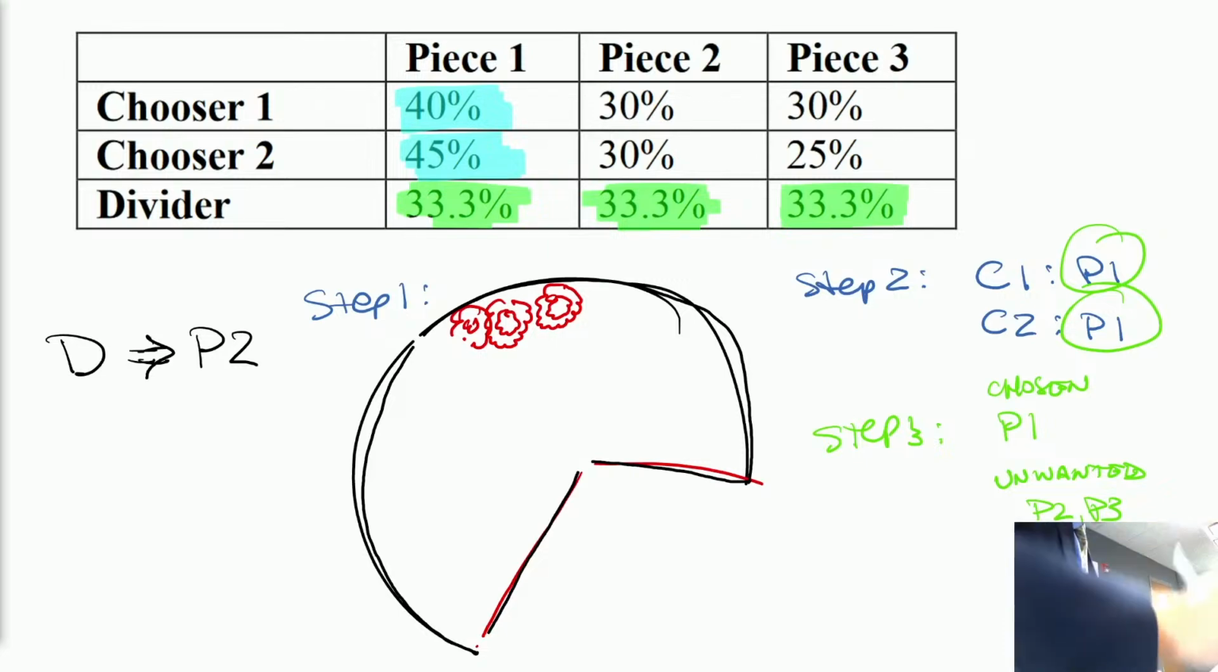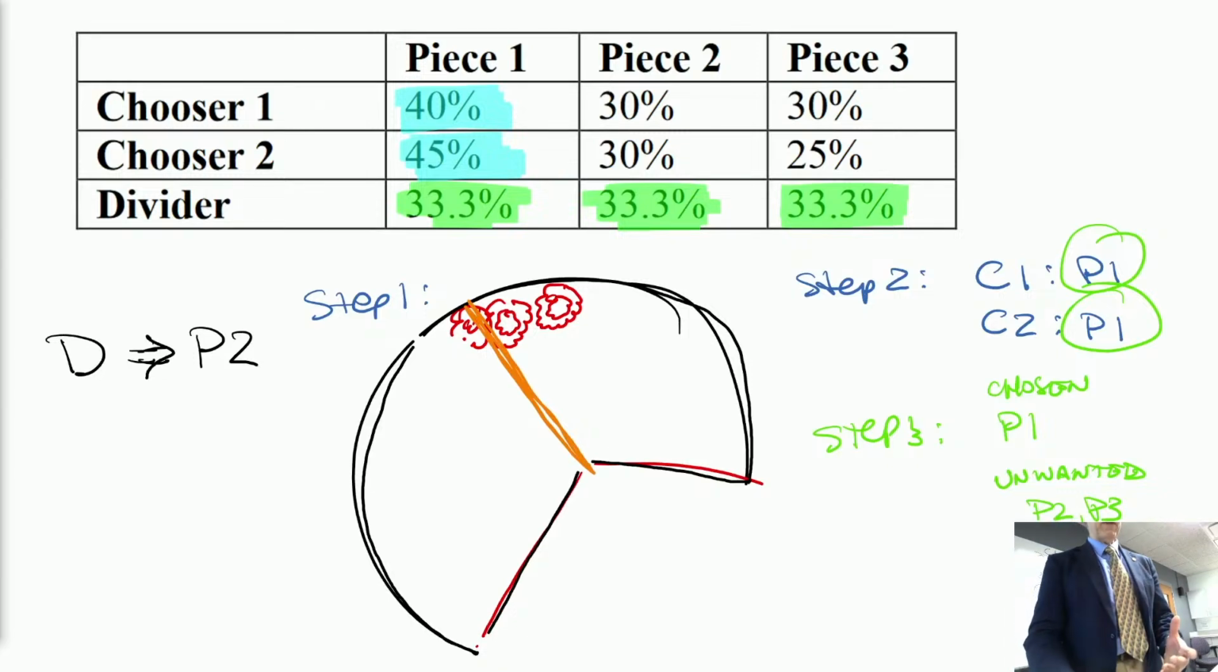So then we go through the division process again. Maybe chooser 1 now does the division. And then chooser 2 gets to pick which of those pieces they want. So the new division will likely not be the same as the old division. And now person 2, or chooser 2, gets to choose.